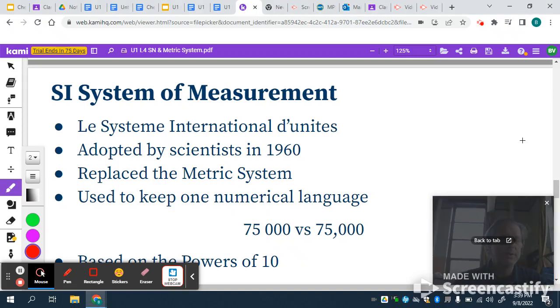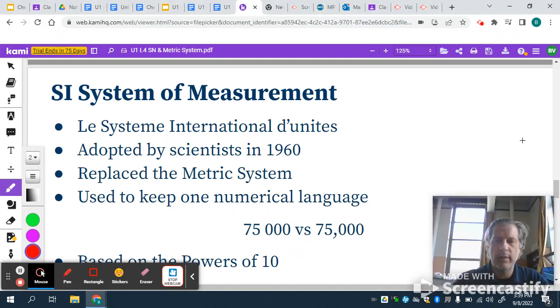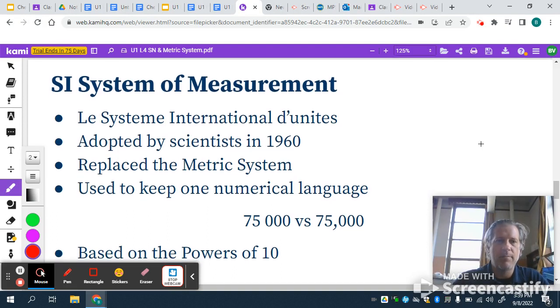And welcome back. So this is the second part of Unit 1, Lesson 4. We need to talk a little bit about something that we call the metric system, or more specifically, the SI system, the International System of Measurement, which is what this is.